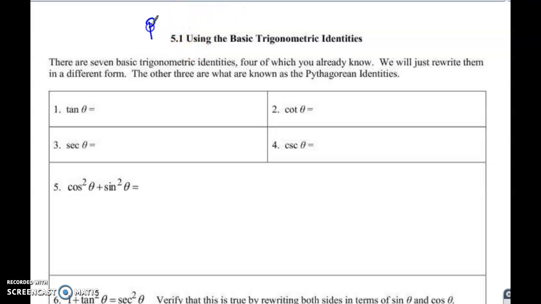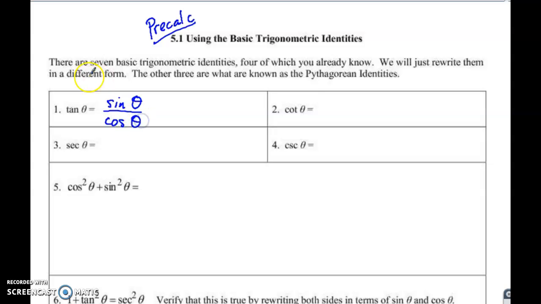Welcome back, Pre-Calc. We are going to start in with section 5.1 with trig identities. The first four here should make perfect sense to you, that we typically just want to rewrite tangent as sine over cosine.